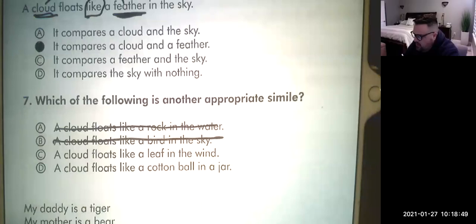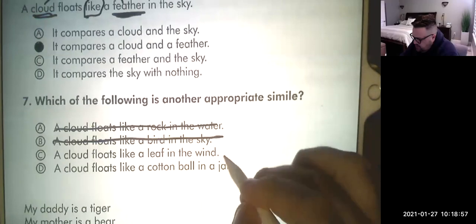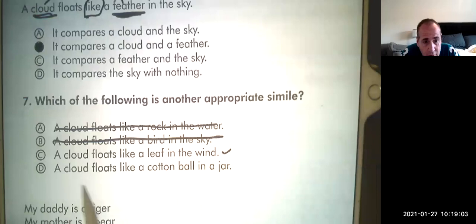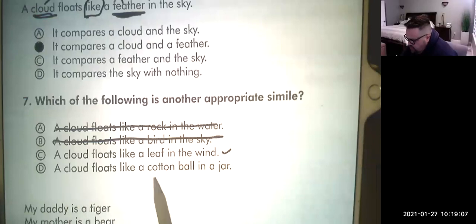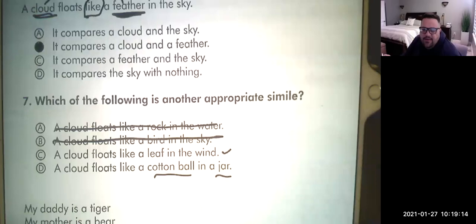What about clouds floating like a leaf in the wind? Yes, because clouds are very slow and leaves are very slow in the air. I'm picking C. I like that answer. Let's do everybody a favor on these. Let's check D and make sure it doesn't make sense first. Yeah, sure. A cloud floats like a cotton ball in a jar. Cotton balls don't move. So that's not going to work. If it's floating, it's moving. And if a cotton ball's in a jar, you're right, it's not even moving. So C is definitely the answer there.